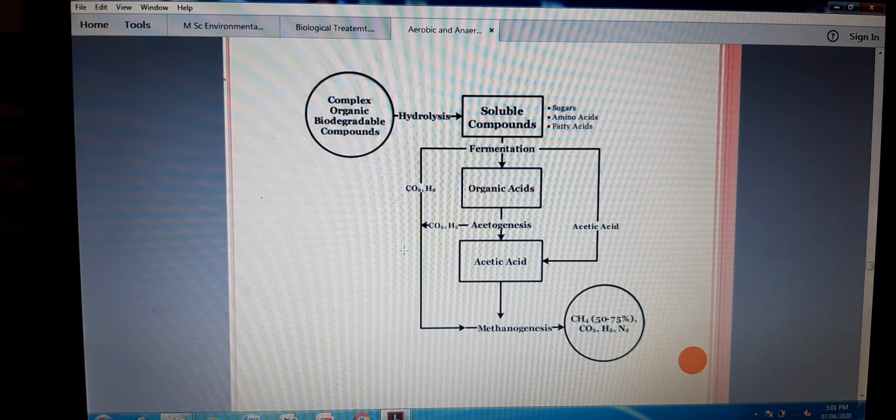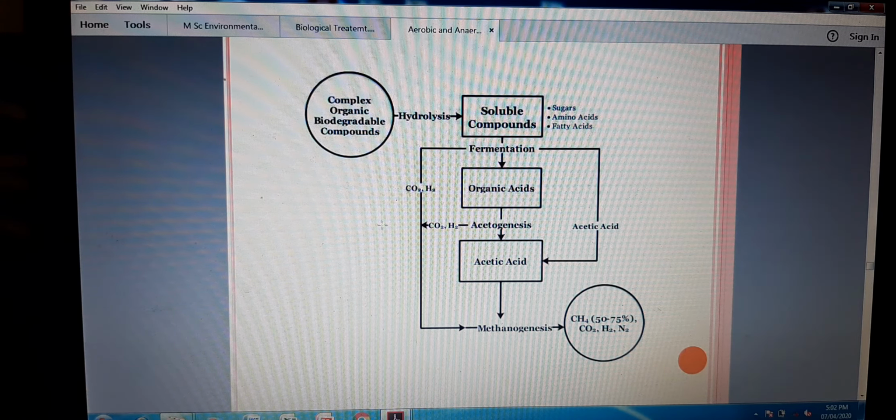So what are the basics of this particular anaerobic treatment? As we know, the complex organic biodegradable compounds we call organic matter, when they come in contact with water, undergo hydrolysis. They become soluble. Sometimes they are fermented and converted into organic acids, such as acetic acid, and then some microorganisms, the methane forming bacteria, convert them into methane gas. We call this methanogenesis.